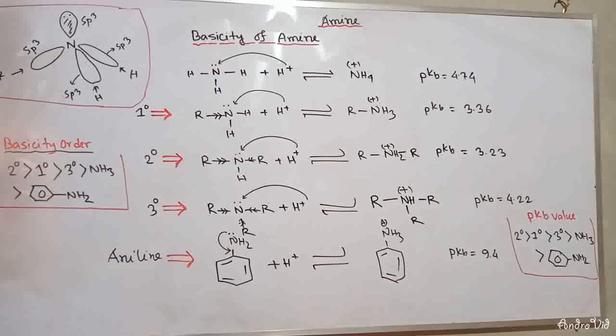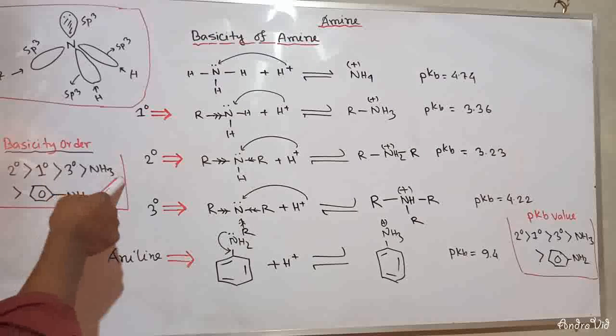At the same time, this is also clear to us. If you analyze all five compounds, you get the basic character: the 2 degree amine is more basic than 1 degree, 1 degree is more basic than 3 degree, 3 degree is more basic than ammonia, and ammonia is more basic than aniline. So the basicity order is 2 degree, 1 degree, 3 degree, ammonia and aniline.